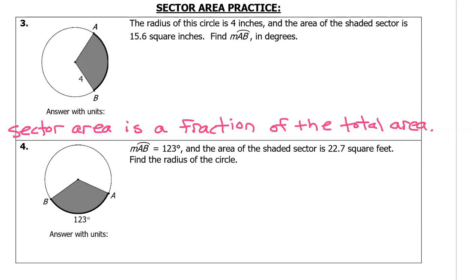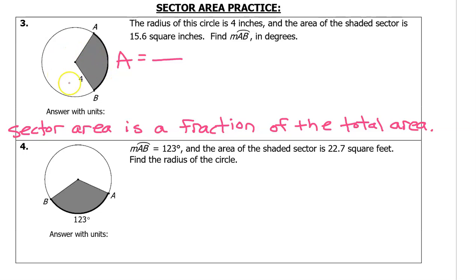So the key is the sentence that I have written right here. Sector area is a fraction of the total area. That is obvious. So how can we take this and turn it into a formula? Again, sector area is some fraction of the total area. I'm going to use the letter A to represent sector area. Equals a fraction. So what is this fraction that I'm talking about?